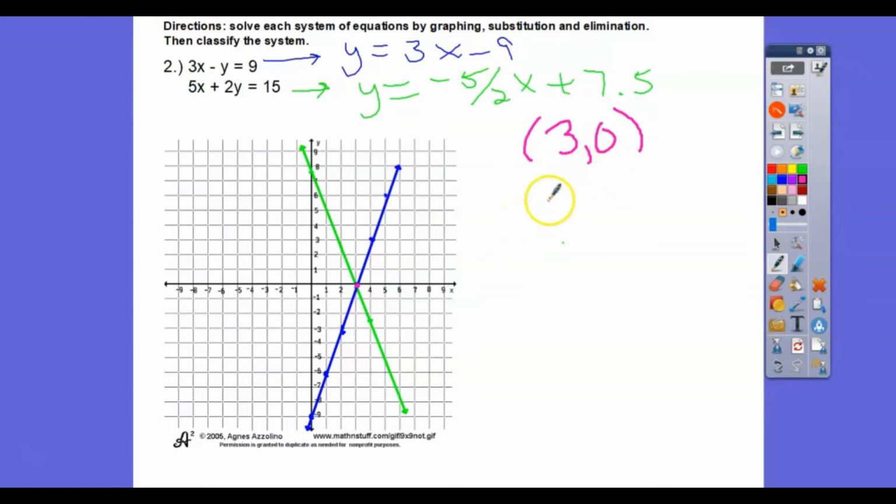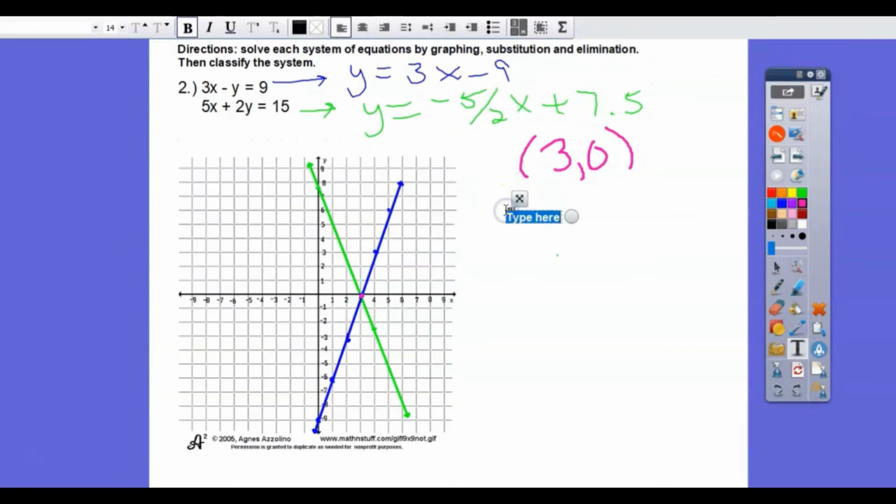Because this system does have a solution, we say that this system is consistent and independent. Okay, when it has one solution, it's consistent and independent. Okay, consistent and independent.